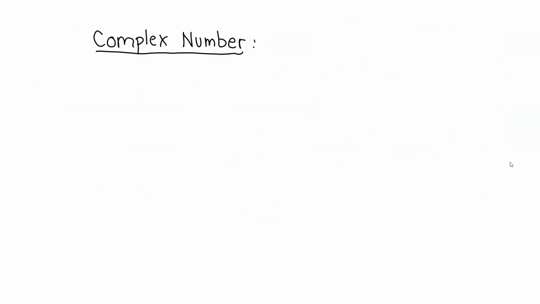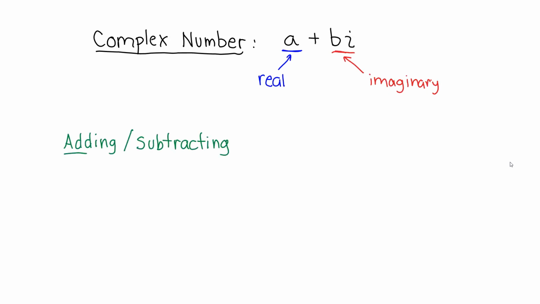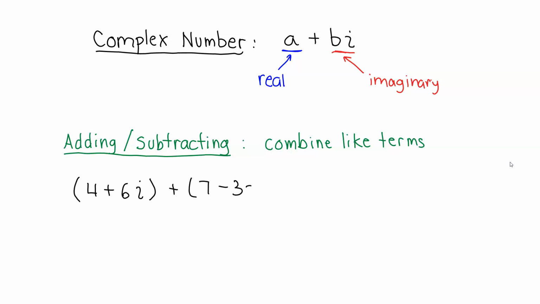Complex numbers in general are a combination of real numbers and imaginary numbers. So they always have this form a plus bi, where a is the real part, and bi is the imaginary part. When you add or subtract complex numbers, you combine like terms. That's all it is. So if I take the two numbers 4 plus 6i and 7 minus 3i, these are two complex numbers. They just have two parts to them. So this is a single complex number, the 4 plus 6i. This is a single complex number.